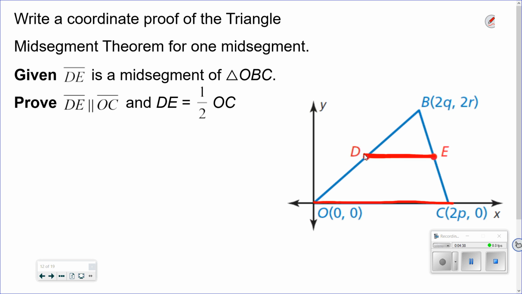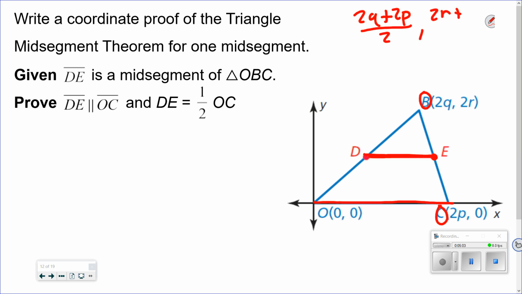So let's start with the parallel part. To prove this, I need to find the coordinates of D and the coordinates of E. So if this is the mid-segment, E is the midpoint. So I'm going to use the midpoint formula to find the midpoint between B and C. So remember, we add the x's together. That'd be 2q plus 2p, and then I divide it by 2. And then I add the y's together.